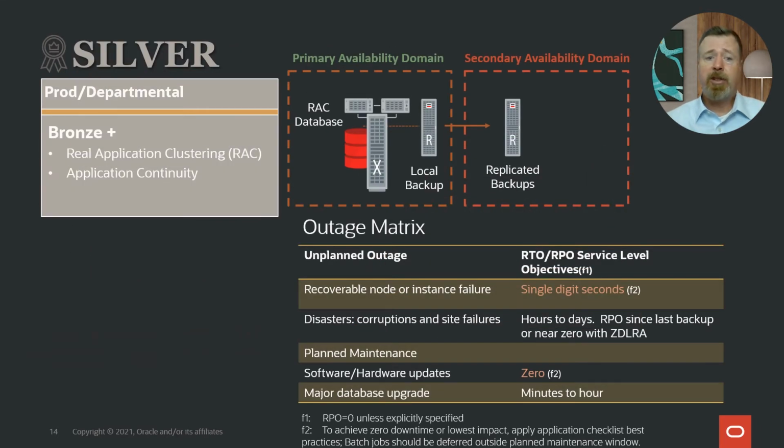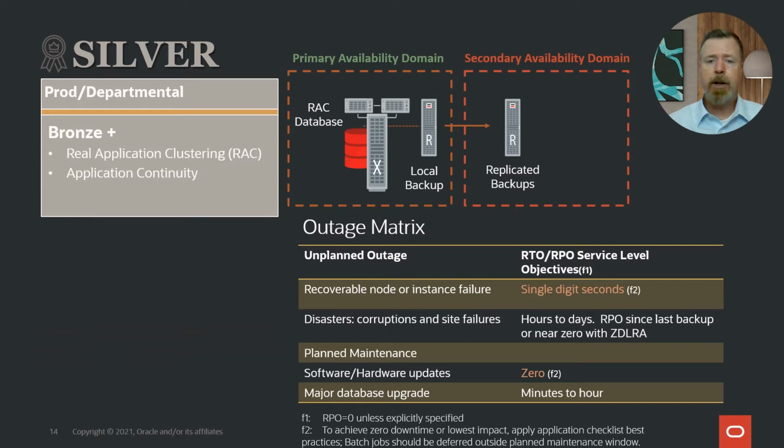Now this takes us up to Silver. With Silver, we're getting high availability. We have clustering at this point with RAC. I'm going to talk about RAC here in a moment. We also get the application continuity capability, which is a very critical technology. And certainly if you're on 19c, you should always be using it with RAC as well as Active Data Guard, which we'll talk about in a moment.